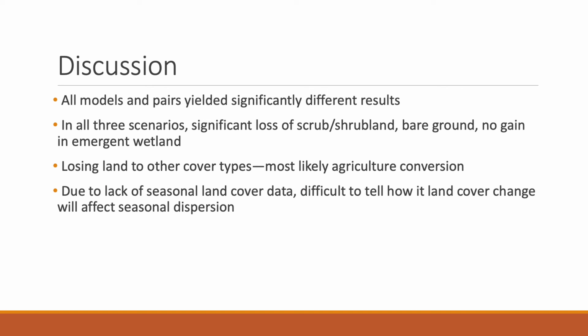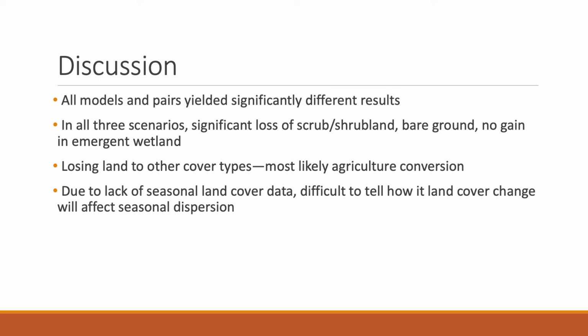All models yielded significantly different results, which indicates that small changes in land cover can have large changes over time. So in all three scenarios, we see that our hypothesis is correct and that there is significant loss of suitable habitat as drought intensity increases. We see this as the shrubland decreases in the baseline and the moderate drought scenario, as well as the heavy drought scenario. We also see a significant loss in bare ground in the baseline and the moderate drought scenario.